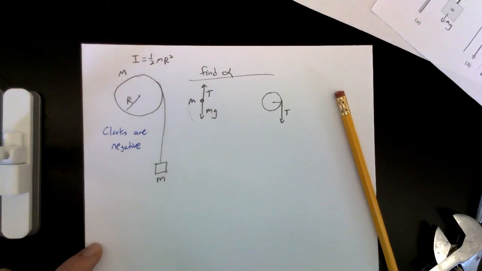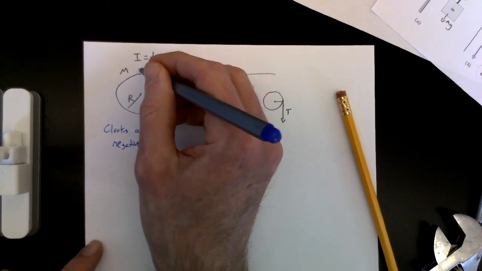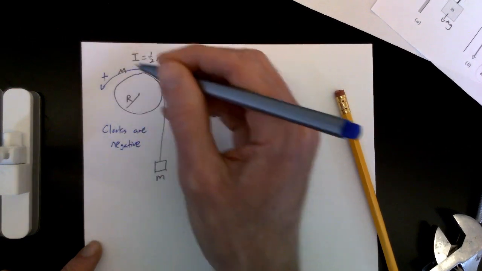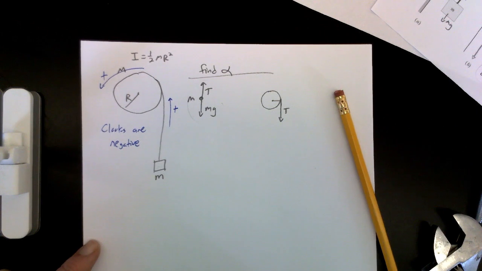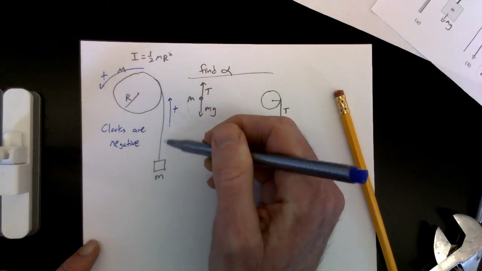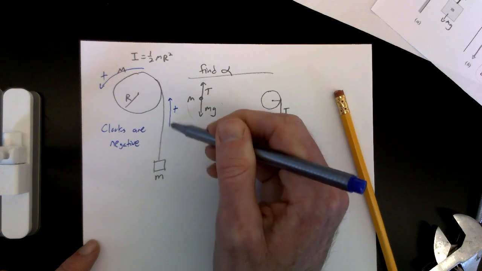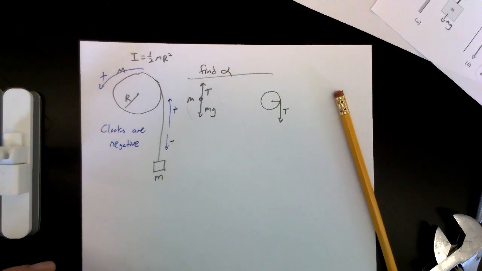So we need to know what the direction is. Generally, we like to say that going around this way is the positive direction, which would make this way the positive direction as well. So I'm just going to stick with convention here and make counterclockwise positive, which means for this mass right here, positive is going to go in the up direction and negative is going to go in the down direction.